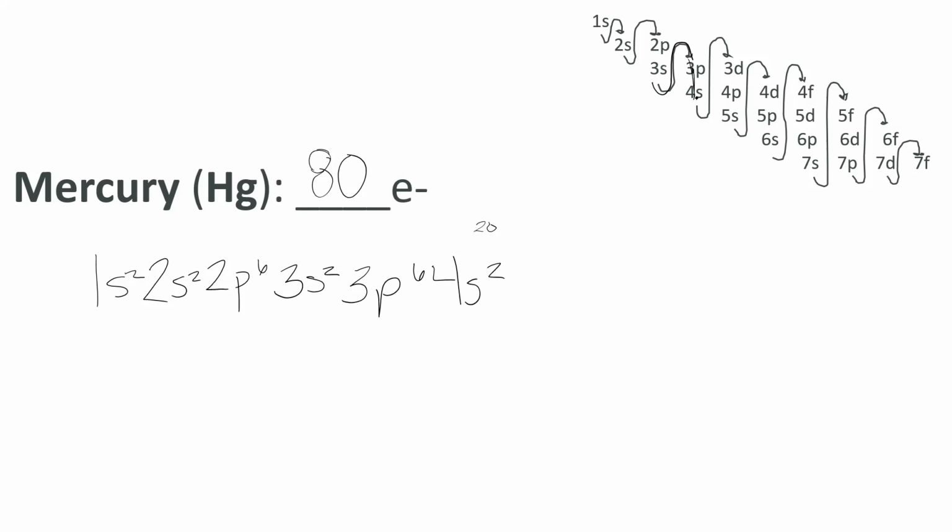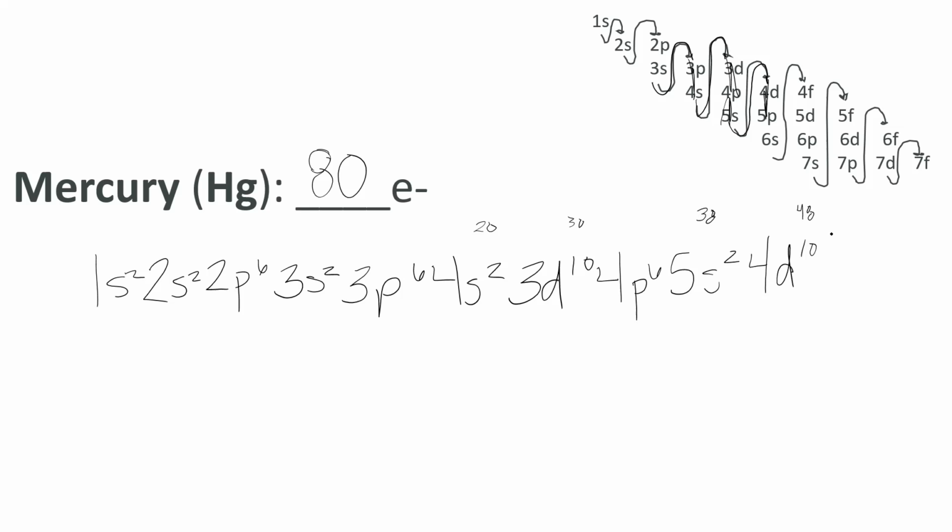So I was at 4s. I'm going to go back the whole way up to 3d. D can hold up to 10. So 20 plus 10, now I'm at 30, getting closer. I'm going to go down to 4p. Can hold 6. 5s can hold 2. So now I'm at 36. I'm at 38. I'm getting closer. I'll follow the arrow to 4d. D can hold up to 10. That gives me 48. I still got to keep going.